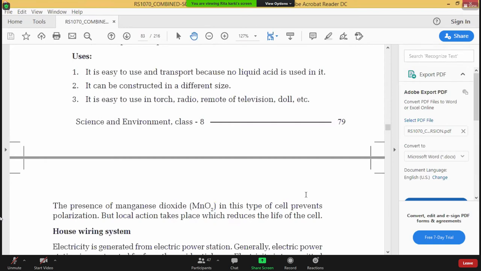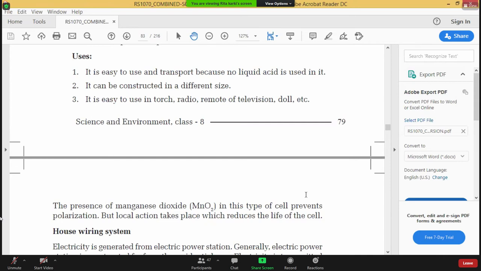Besides this, there is one more benefit of the dry cell in comparison to the simple cell that we use in our day-to-day life. As we have already discussed, the simple cell may undergo the polarization process. Because of this, the life of the cell can be reduced and the cell may not function properly for a longer period of time. But such action is prevented to a greater extent in the dry cell. There is manganese dioxide inside the dry cell, because of which polarization does not take place inside it.